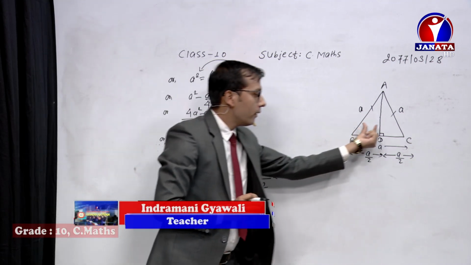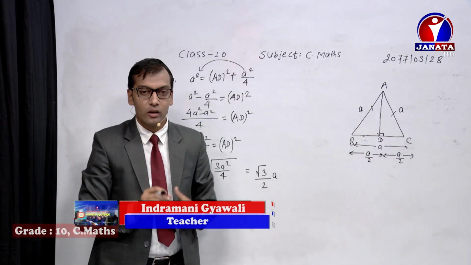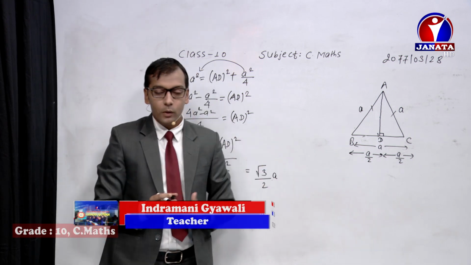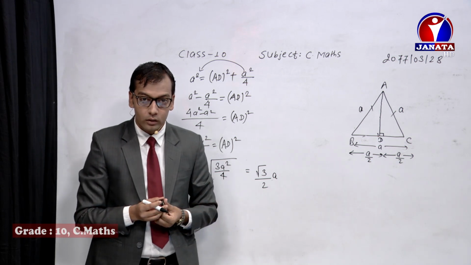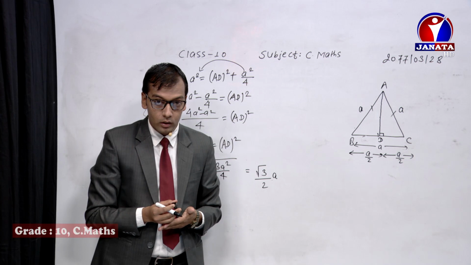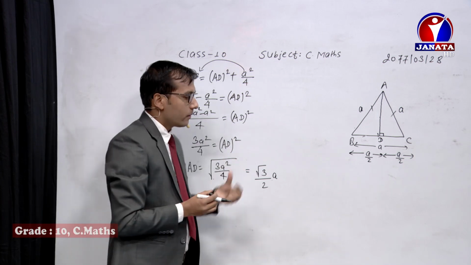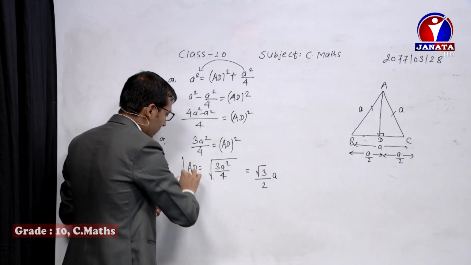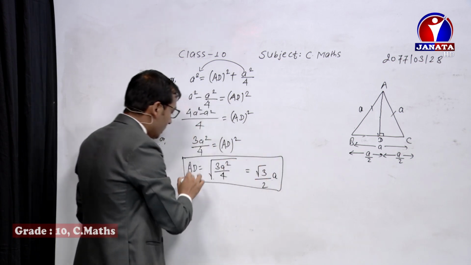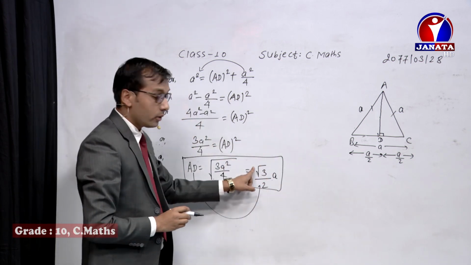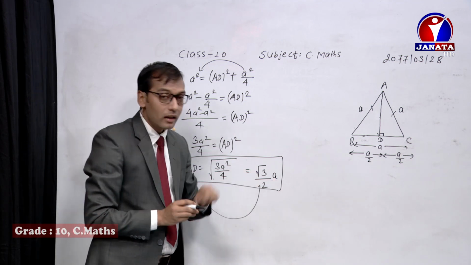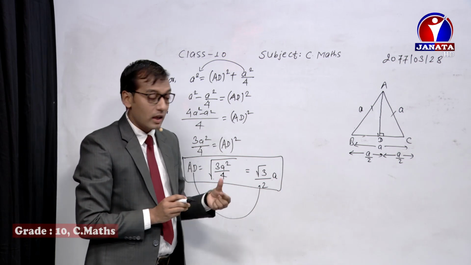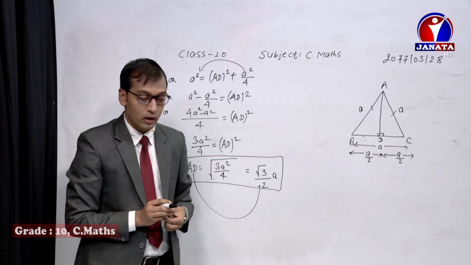So after finding the height of a triangle, now we can simply find its area. Here I am deriving a special formula for an equilateral triangle that will make the calculation of area easy if you know the direct formula. So AD, this is height. So what is the height? It is square root of 3 over 2 times A, where this small a is the length of side of an equilateral triangle.